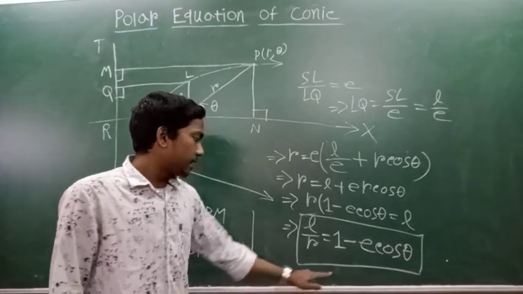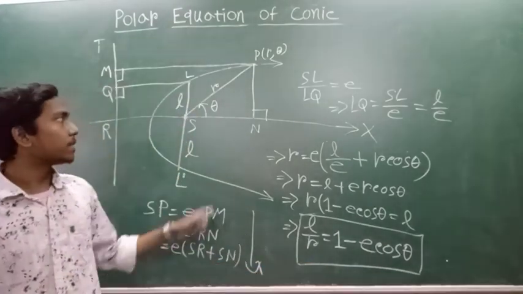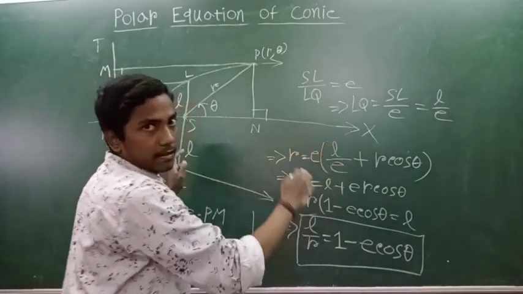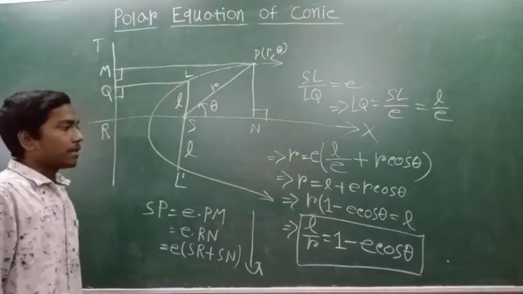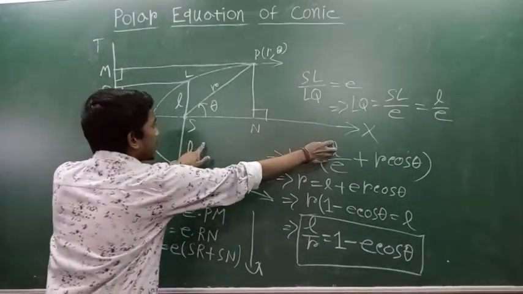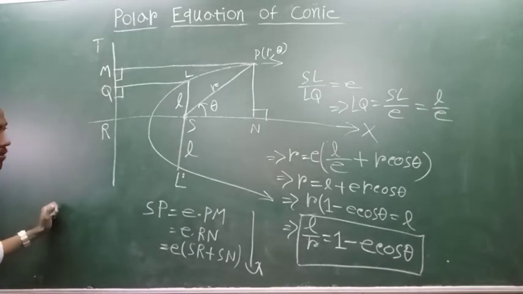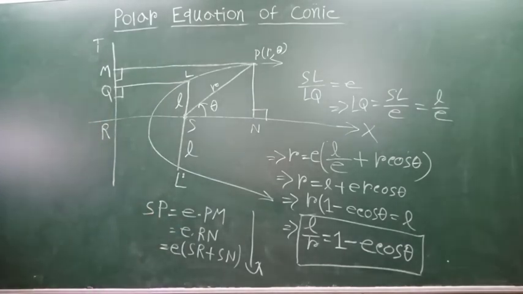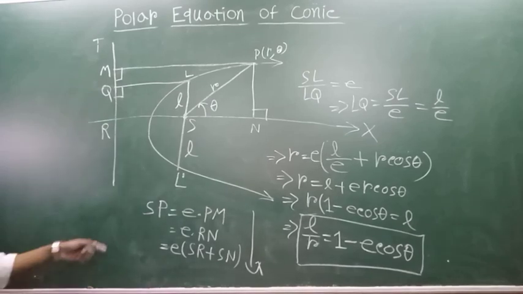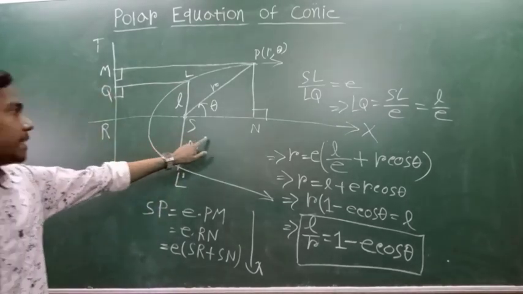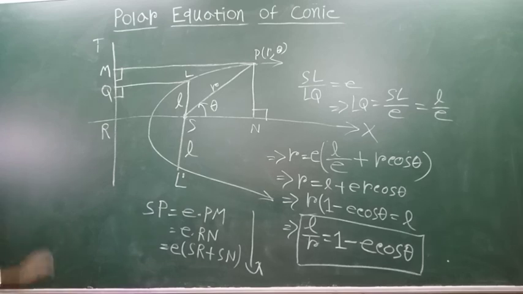Now this is the equation of a conic when the positive direction of the initial line SX is taken in the right direction. There is one more equation of this conic, when we take the initial line SX in the left direction. So we derive its equation also. First we note it down. We'll now derive the equation of conic whose focus is taken as pole and the initial line SX is taken in the left direction.